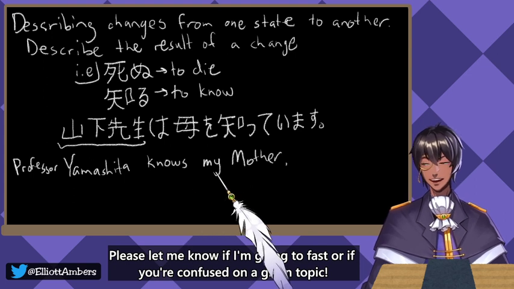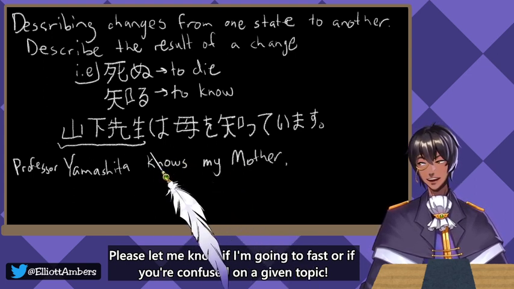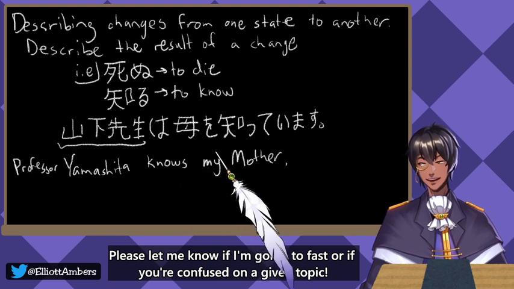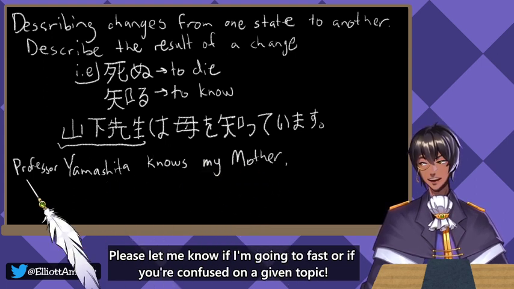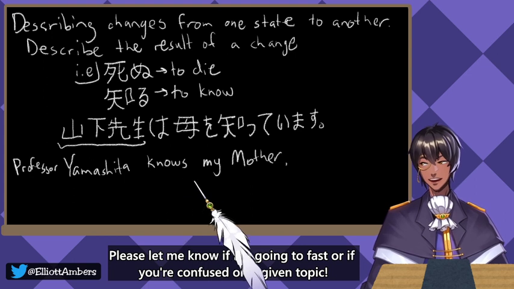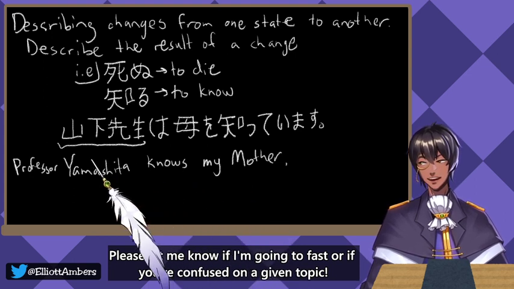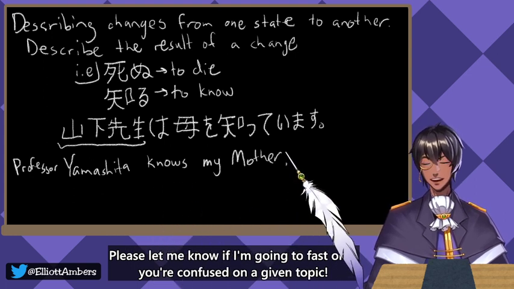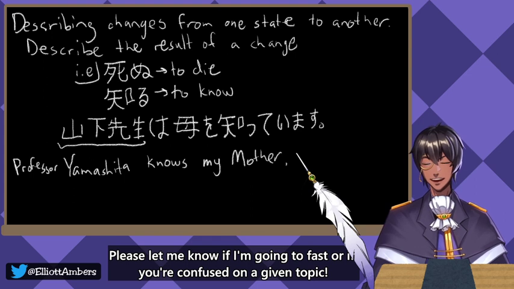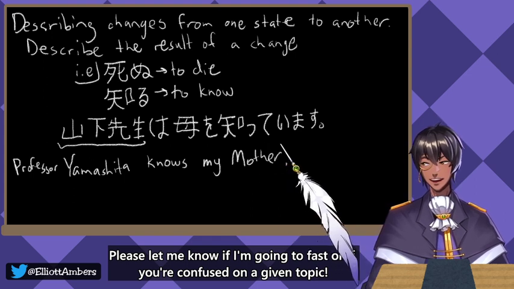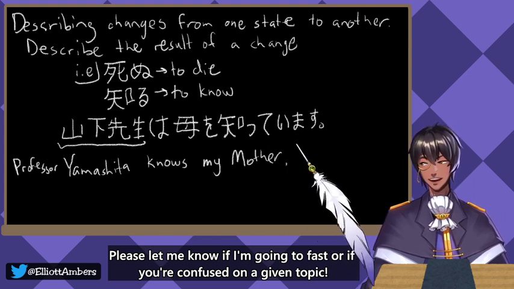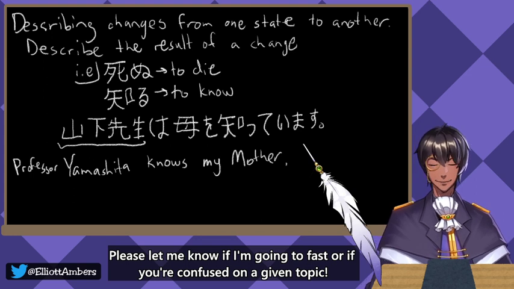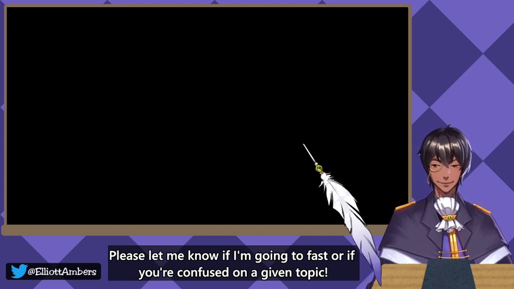For this case here, the difference would be if I were to say Yamashita sensei wa haha o shirimasu, that would mean Professor Yamashita is getting to know my mother, as opposed to shitteimasu, as Yamashita knows my mother. That's the difference there. That's between a past experience and what is happening in the present. Teimasu means that presently he knows that. He knows her. So there was that.